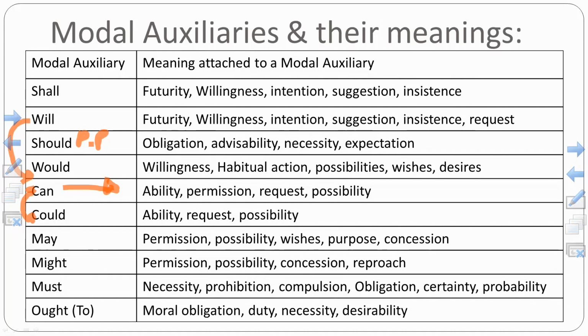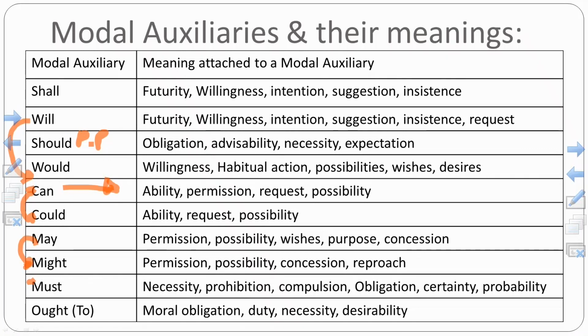So can is used for ability, permission, request, possibility. Now may. May is for permission, possibility, wishes, purpose and concession. And if we convert may into past, it will become might. Then we have must, which is for necessity, prohibition, compulsion, obligation, certainty and probability.